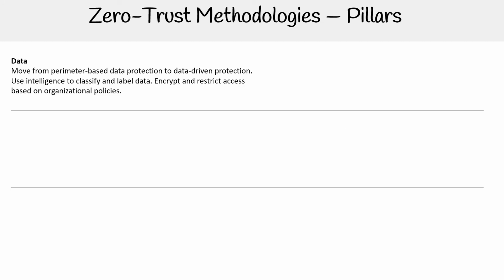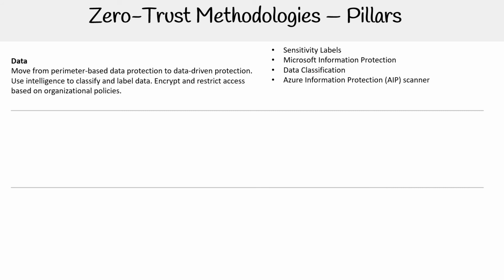Onto the last 3 pillars, we have data. So move from perimeter-based data protection to data-driven protection. Use intelligence to classify and label data. Encrypt and restrict access based on organizational policies. So here we can use sensitivity labels, Microsoft Information Protection, data classification, Azure Information Protection, so AIP scanner, decision-based policies, and data loss prevention.